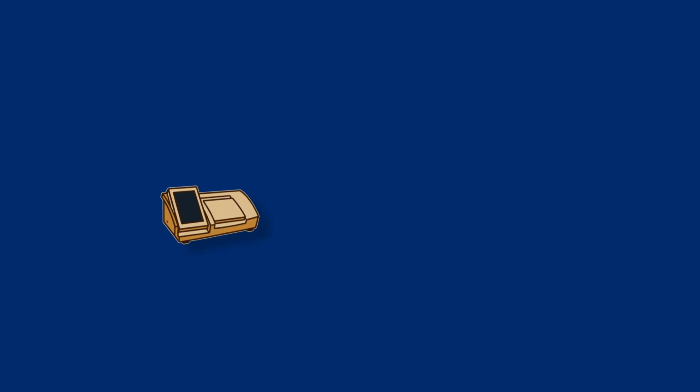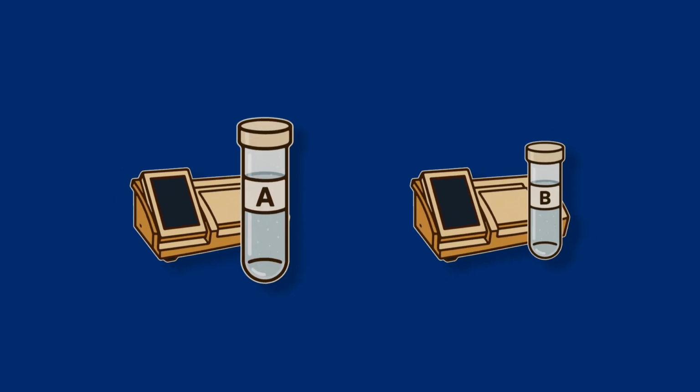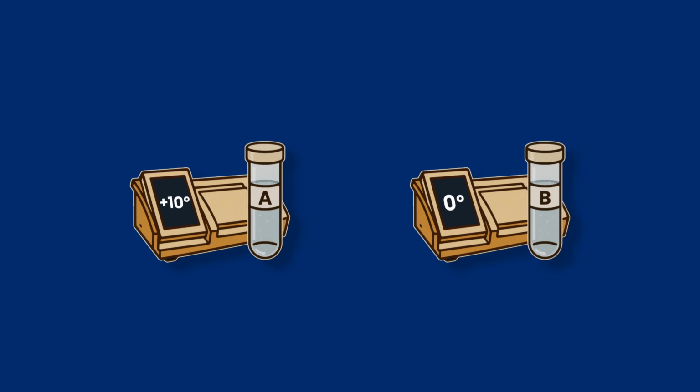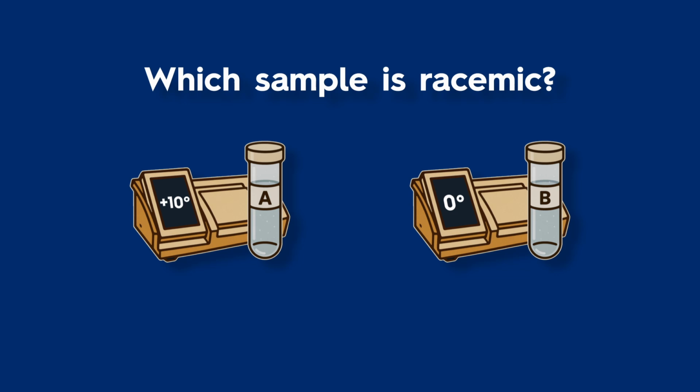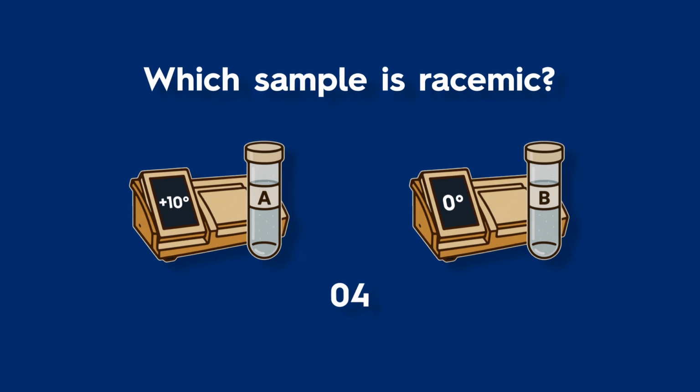Brain teaser. 2 clear liquids go into a polarimeter. The readout for sample A is plus 10 degrees, while sample B reads 0 degrees. Which sample is racemic? Is it A, B, neither, or both? You've got 5 seconds. Go.